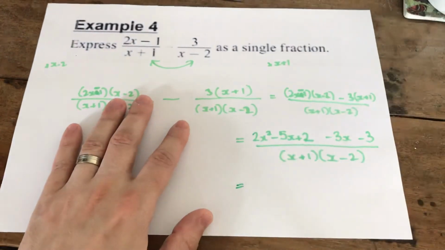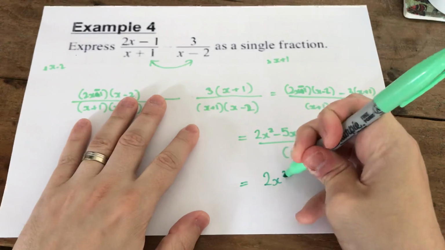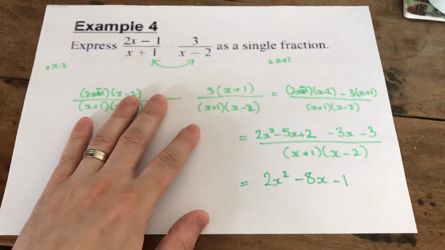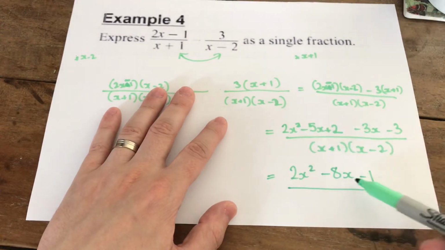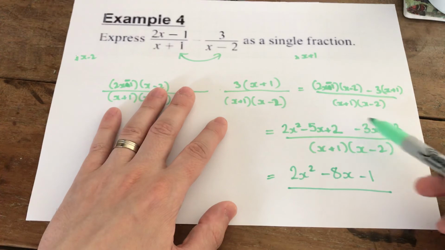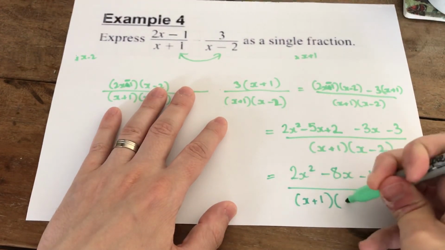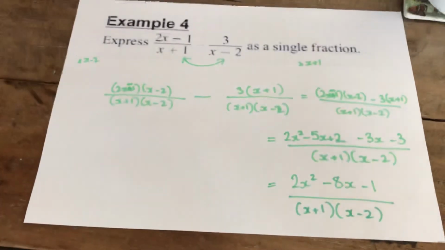What we then do is we simplify our numerator. So we get 2x squared minus 8x minus 1 when we do that, because we take our 3x off that to get minus 8x and our minus 3 from 2 to get minus 1. And then you can just leave your denominator like that, and that is the question solved.